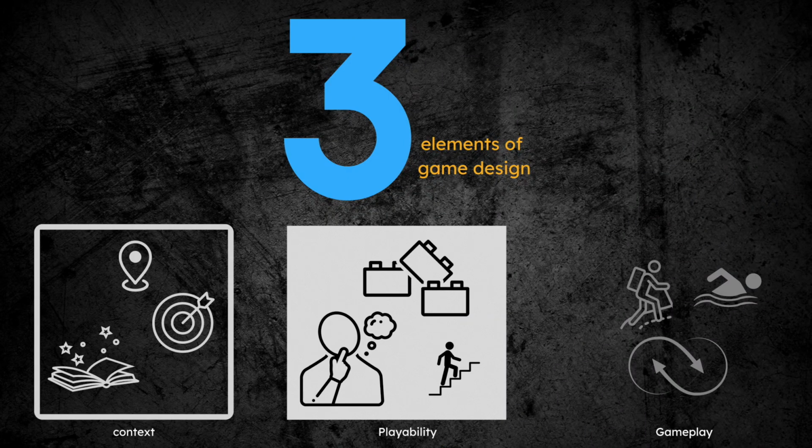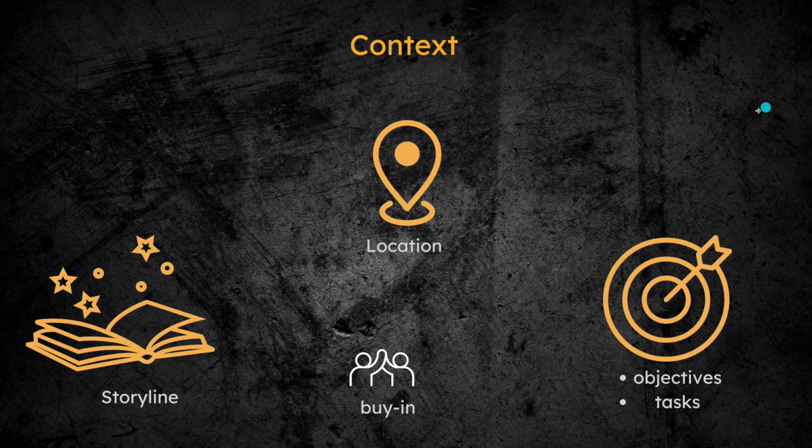It's part two. Again, this is the three elements of game design. So we have context with an X, context, playability, and gameplay. These are three things that you got to think about when you want to create a game. So go to the next thing.